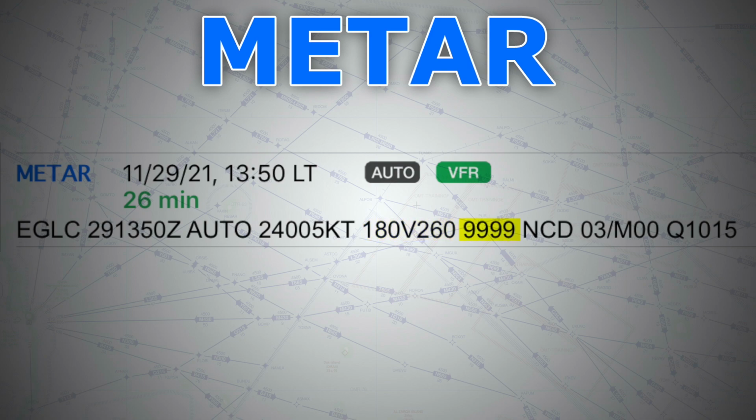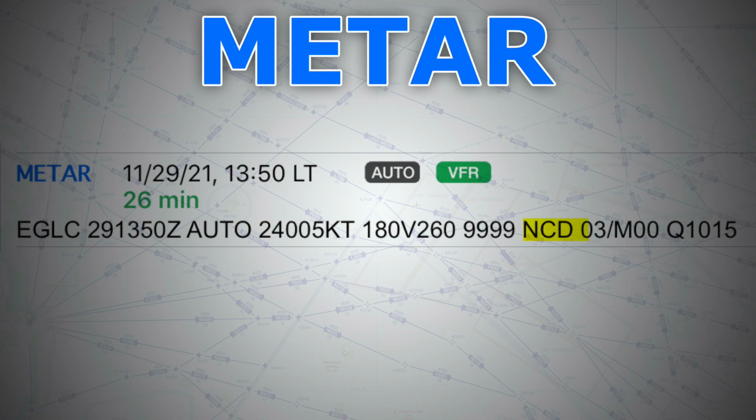Next, the visibility group in meters. 9999, also might be read as all the nines, means visibility of 10 kilometers or more. If it is 5,000, it means visibility of 5 kilometers or 5,000 meters, and so on. Moving on to the cloud group. There is no cloud reported, so the code NCD is mentioned, which stands for no clouds detected. We will look at another example where there will be clouds.